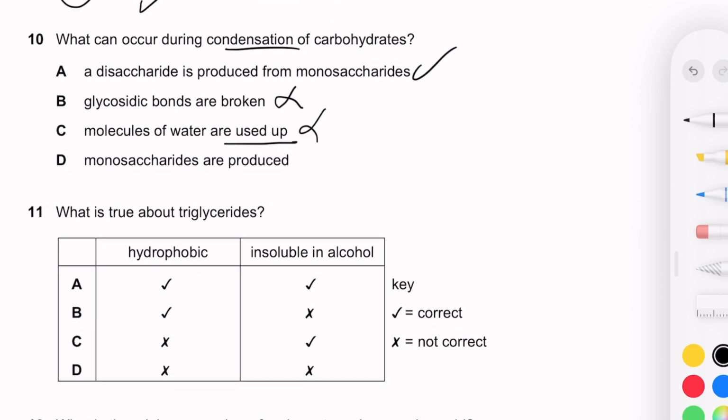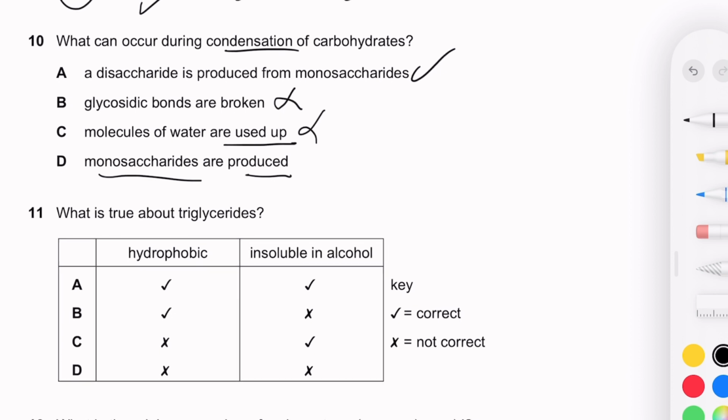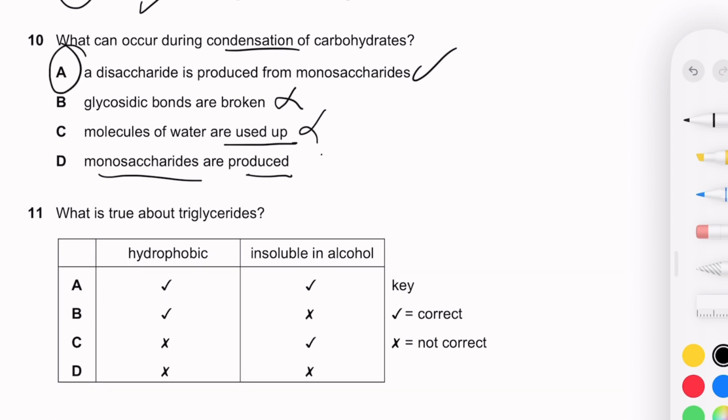And that is wrong. And monosaccharides are produced. No, monosaccharides are the monomers, and they're used to produce the larger things. You cannot possibly produce monomers, right? So it is A, unless you're doing hydrolysis.